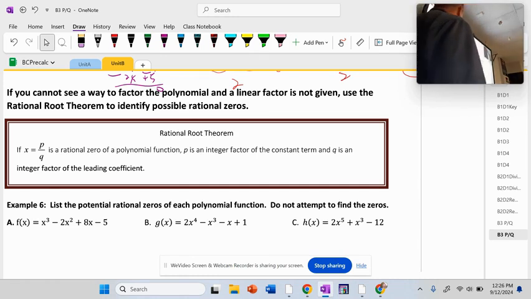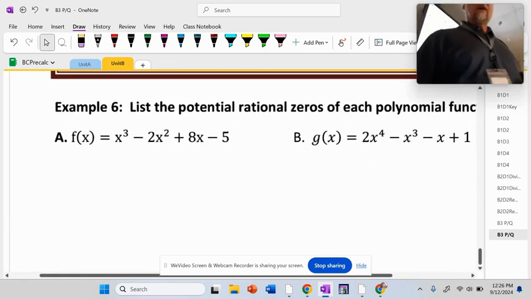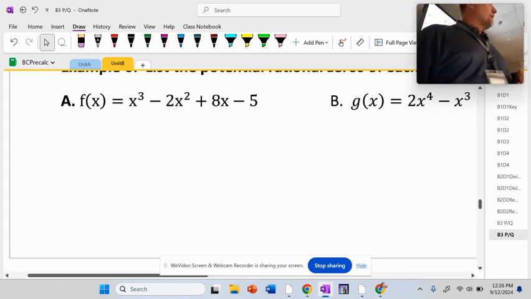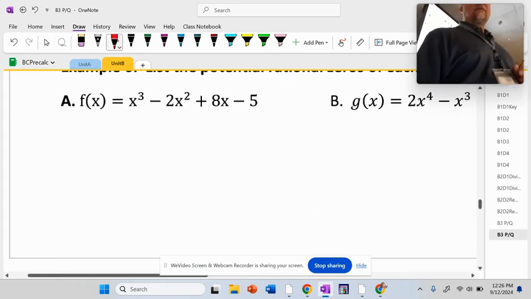I'm not going over this real fast, or I am going over it real fast. But P is the factors of the constant term. Q is the factors of the leading coefficient. It's so weird how polynomials work, that the only possible rational zeros come from this list of possibilities.